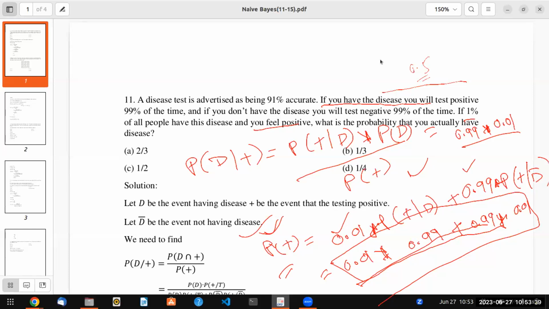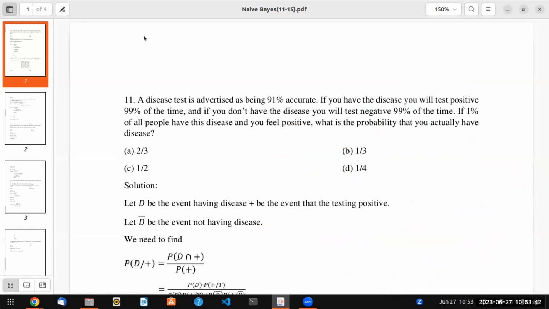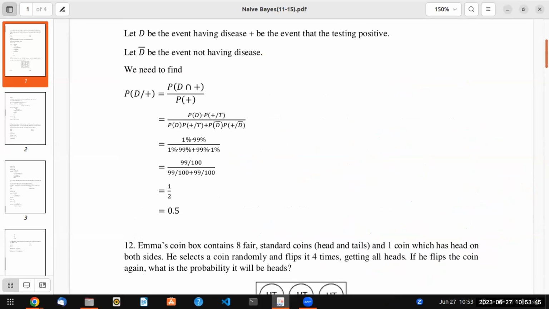I'm going to erase this, guys. Let me verify from the answers given in the PDF. If you see here, this is what we're calculating, and this is the formula: probability of D given plus is probability of D into probability of plus given D. Here they are referring to it as T, but this is not T, this is actually D. This kind of mistake you are going to see, guys, so be careful. This is not a T, this is a D. Making sense?